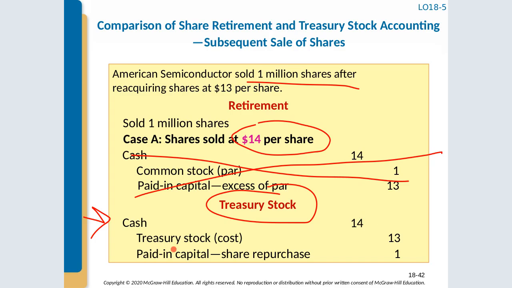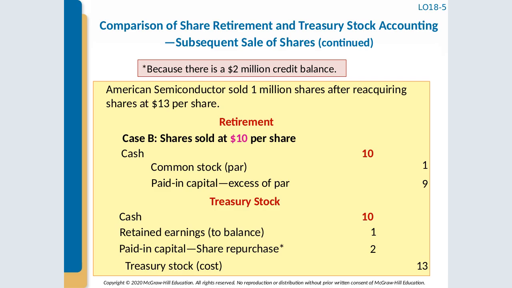Before, we debited treasury stock when we first repurchased the shares. Now that we are reissuing the shares, selling them to outsiders, we're going to credit treasury stock. Therefore, we zero out our treasury stock account for the initial cost, and any difference is credited to paid-in capital. We have a little title there, share repurchase. It could also say treasury stock, depending on the textbook.